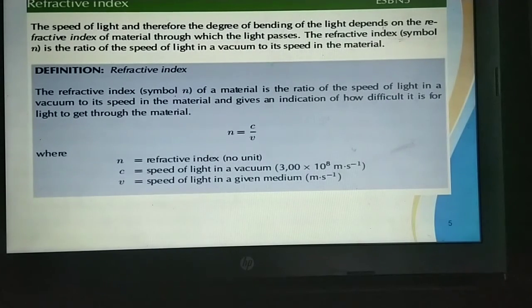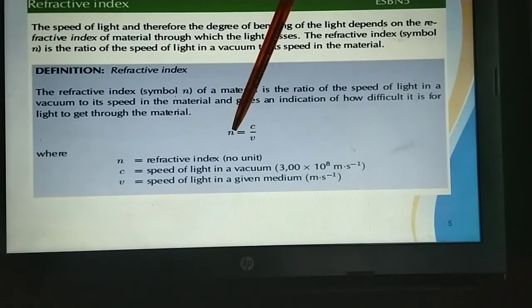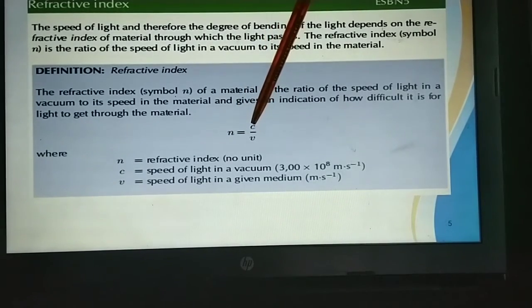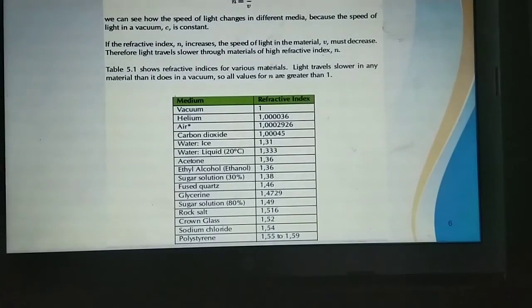So N represents what is known as refractive index. We say refractive index equals C divided by V. C is the speed of light, V is the speed of light in a given medium. So this one is for the light, and this one is the refractive index and the speed in a medium or a material. From there, let's go to the next one.